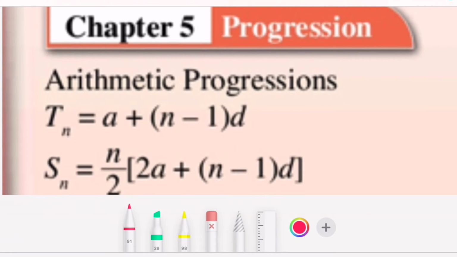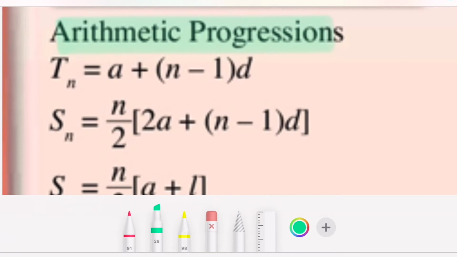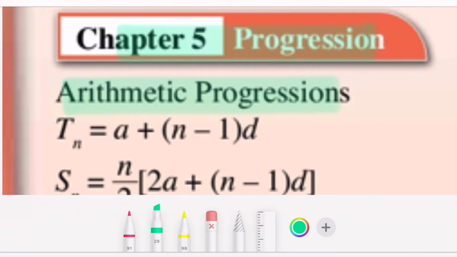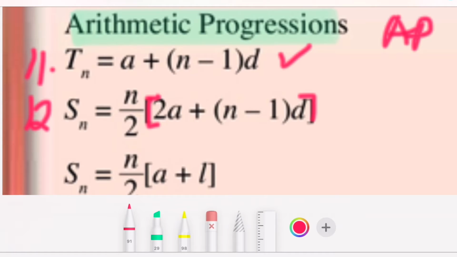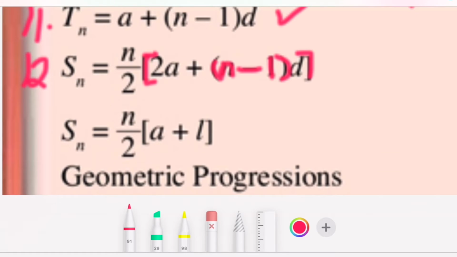Chapter 5, progression. For progression, we have arithmetic and geometric progression. Formula number 11 is Tn, the nth term. Tn equals a plus n minus 1 d. For the sum of the first n terms for arithmetic progression, Sn is n over 2 with a bracket 2a plus n minus 1, there's another bracket here, d. A is the first term, d is the common difference.